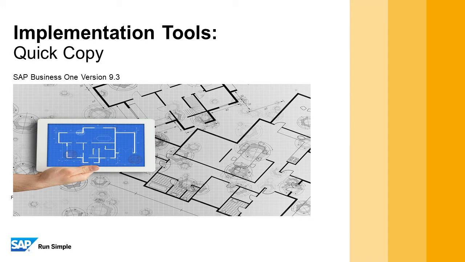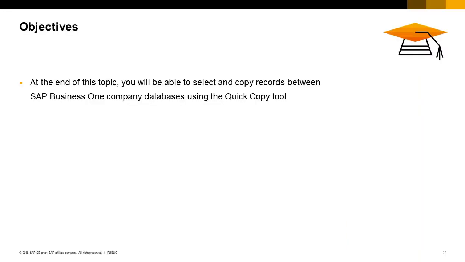In this topic, we will look at how to select and copy database records between SAP Business One company databases. This topic covers the use of the Quick Copy tool during an implementation project. On completing this topic, you will be able to select and copy records between SAP Business One company databases.